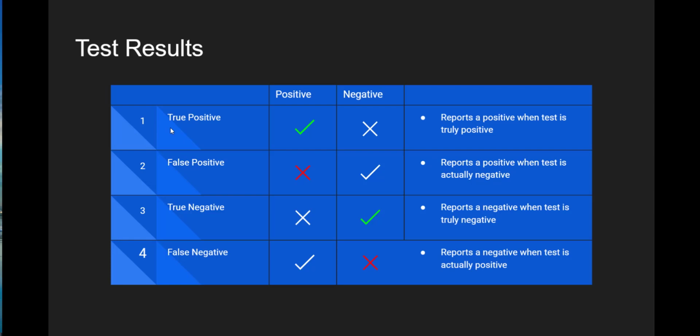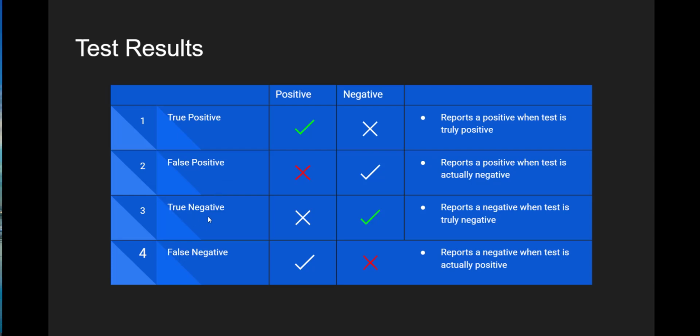A true positive would occur if I went to take a COVID test, I truly had COVID, and the test came back as positive. However, a false positive is when I go to take a COVID test and I do not have COVID, but the test results in a positive. So this false positive is when a test reports a positive, though the test was actually negative.